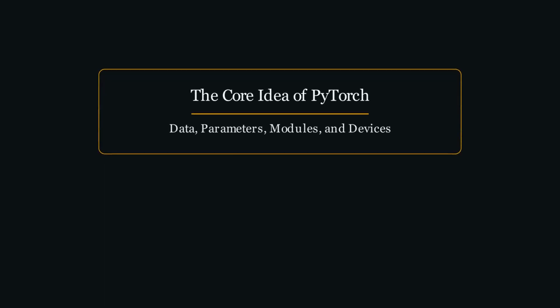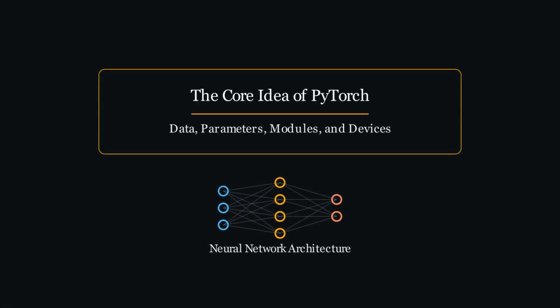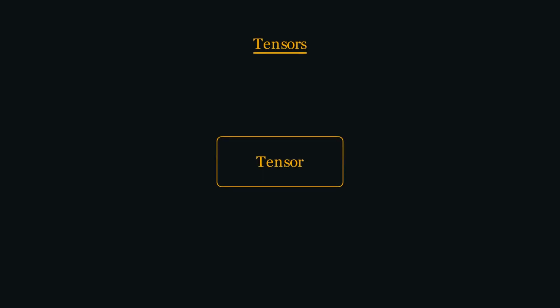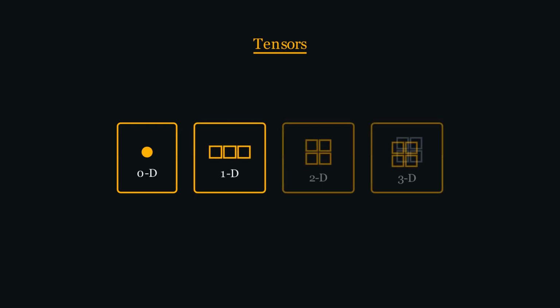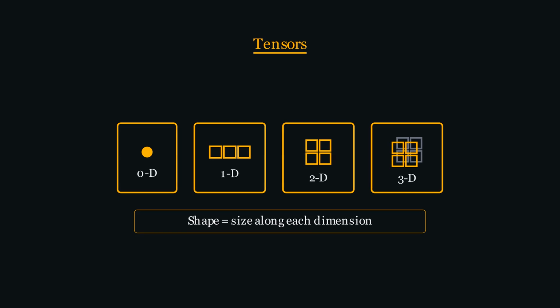In this video, we'll build the core idea behind PyTorch: tensors, parameters, modules, and devices. A tensor is the basic object in PyTorch, a container that holds numbers. A single number is a tensor with 0 dimensions. A list of numbers is a one-dimensional tensor. A grid of numbers is a two-dimensional tensor, and a stack of grids is three-dimensional. Every tensor also has a shape, which tells you exactly how many numbers sit along each dimension.